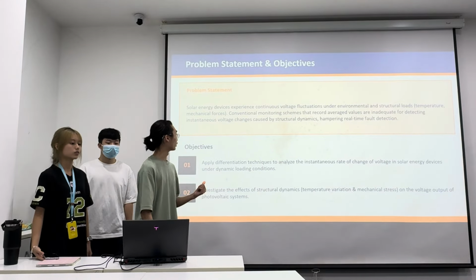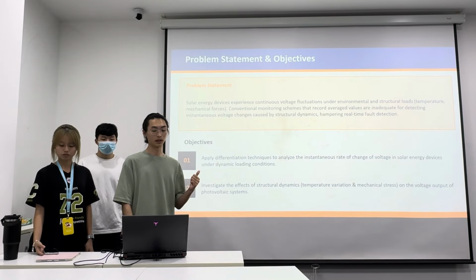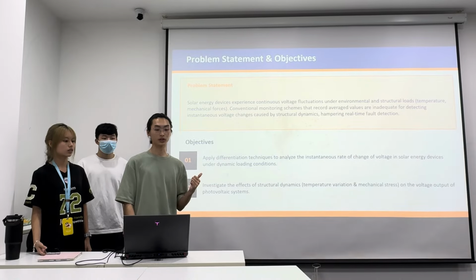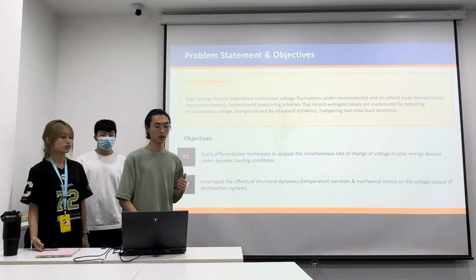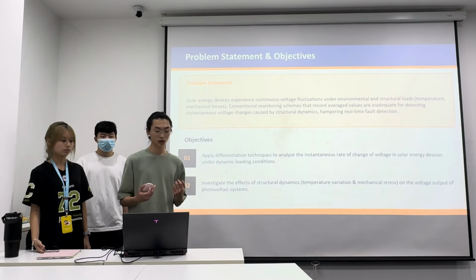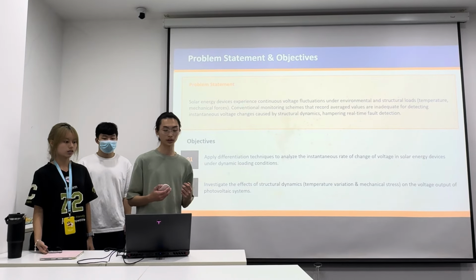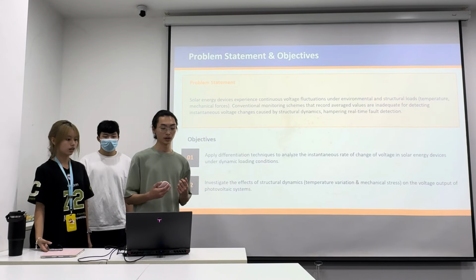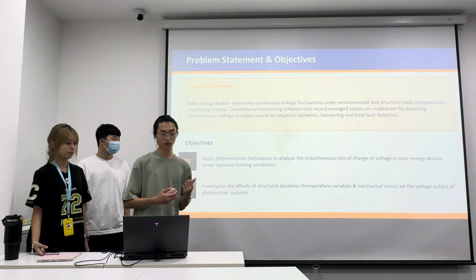Moving on, the main problem of this study is that voltage output in solar PV systems is constantly changing due to external and internal factors. However, traditional monitoring methods often focus on average values, which means sudden changes or rapid drops may not be detected immediately. This can be a limitation because early signs of faults or damage might be missed if we rely on average measurements. To address these problems, we have set two objectives.